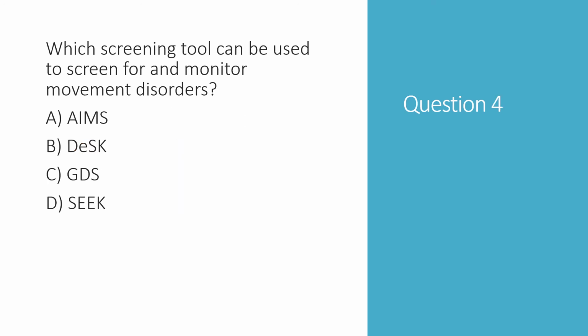So question number 4, which screening tool can be used to screen for and monitor movement disorders? AIMS, DESC, GDS, or SEEK? The answer is AIMS, the Abnormal Involuntary Movement Scale.